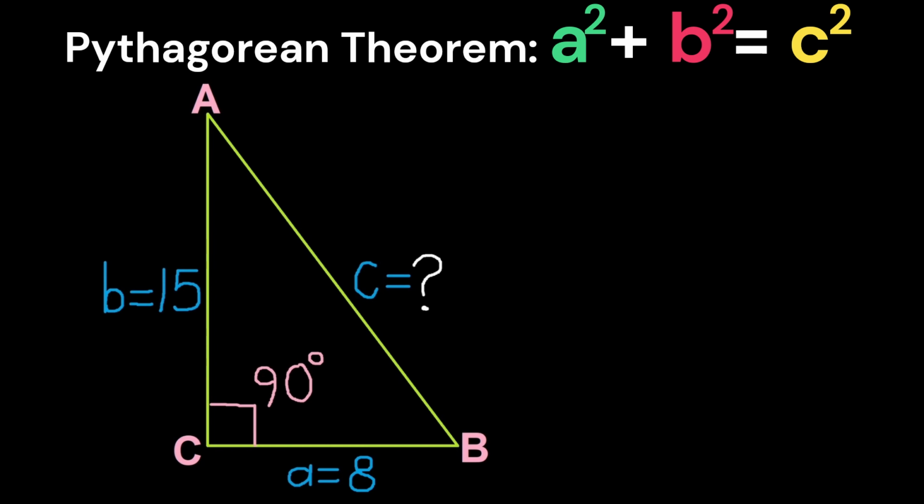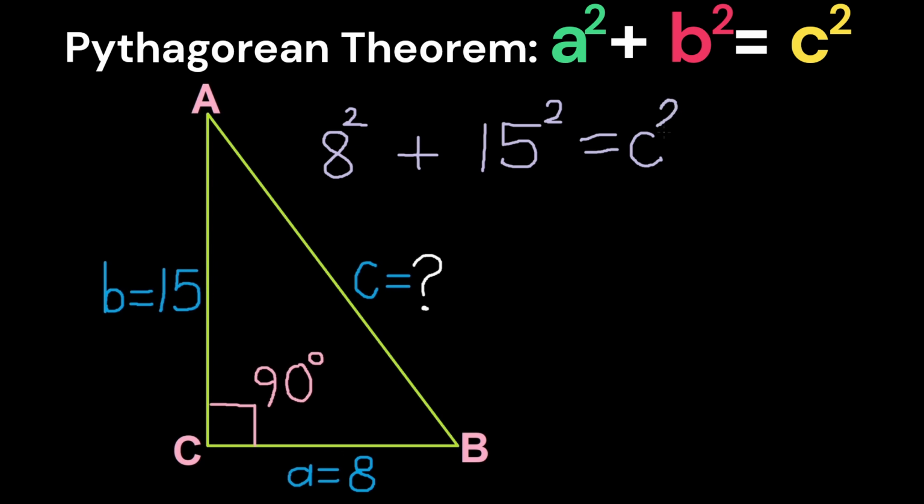Practice makes perfect, so let's do one final example on how to use the Pythagorean theorem to find the missing side of a right triangle. In this example, the side A is 8 and the side B is 15. Let's start putting these values into the formula. It's 8 squared plus 15 squared equals c squared.